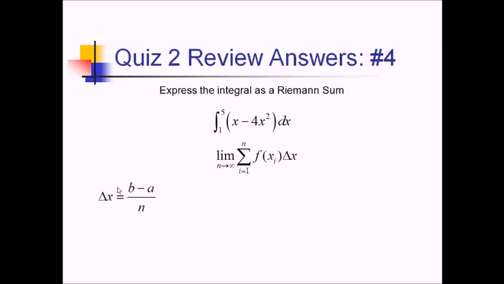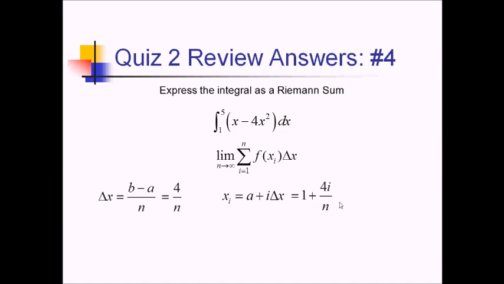So if we use this guideline of b minus a over n, we end up with 5 minus 1 over n, or 4 over n, as our delta x. And now we're going to get the x sub i here by doing the a value, the lower limit of integration, plus i times delta x. So we've got an a value of 1, and i is just kind of playing itself in this motion picture, but we're multiplying that by 4 over n, so that's 4i over n plus 1.